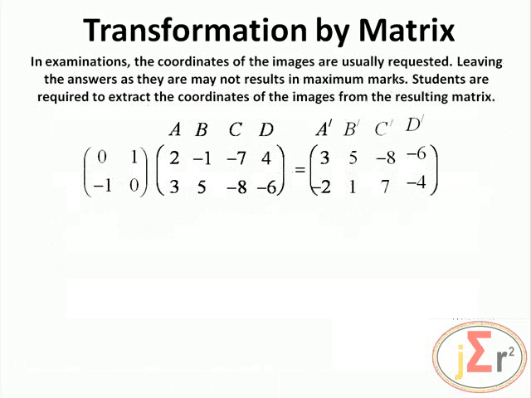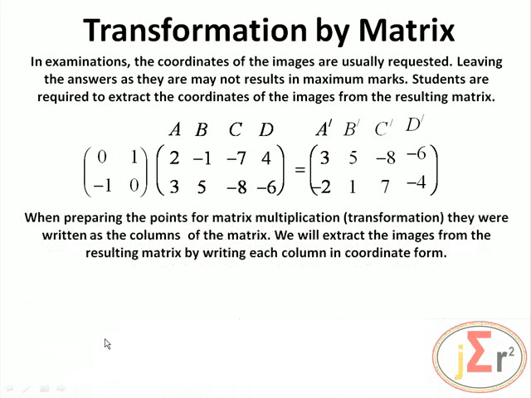In examinations, the coordinates of the images are usually required. Leaving the answers as they are may not result in maximum marks. Students are required to extract the coordinates of the image from the resulting matrix. So, when preparing the points for matrix multiplication, they were written as the columns of the matrix. We will extract the images from the resulting matrix by writing each column in coordinate form.